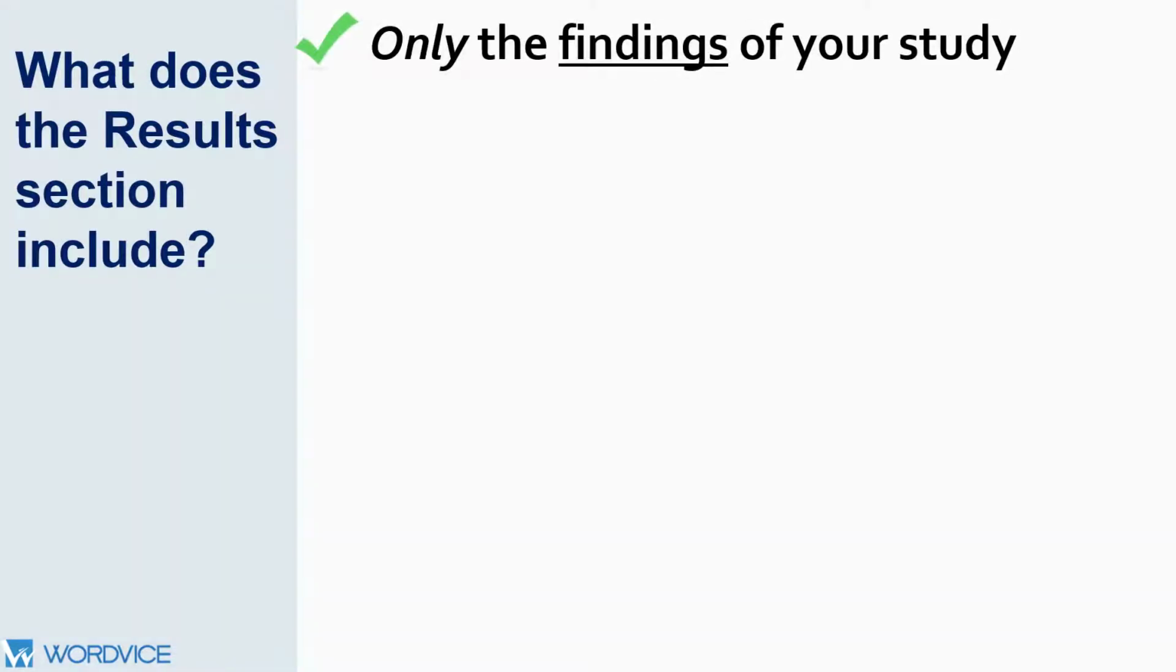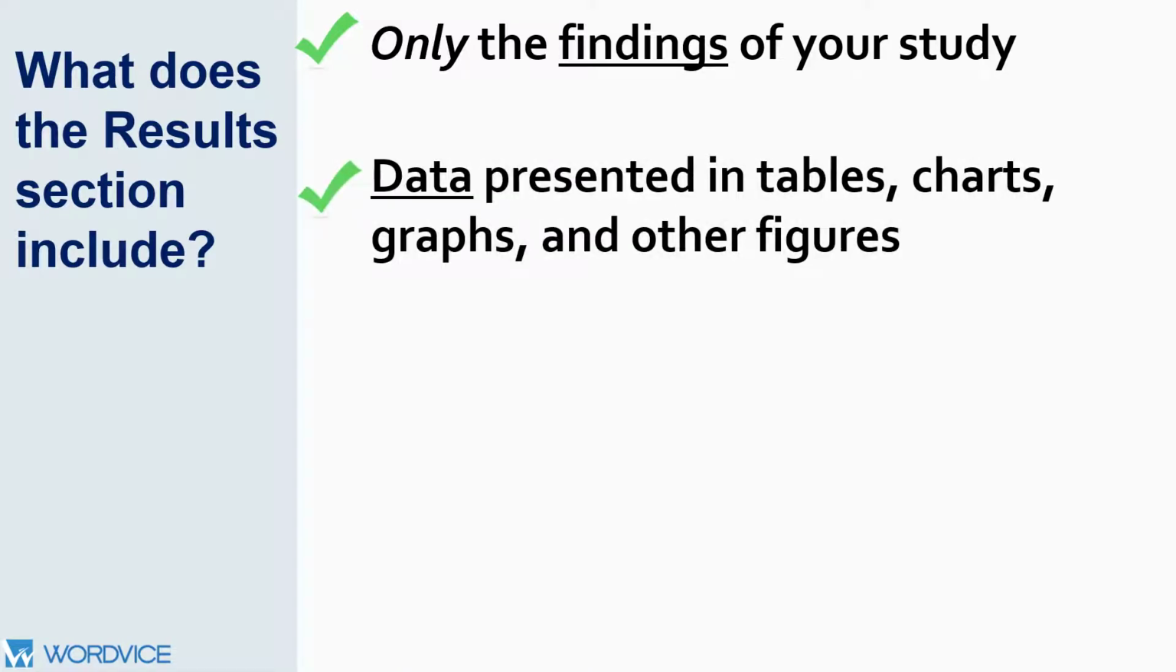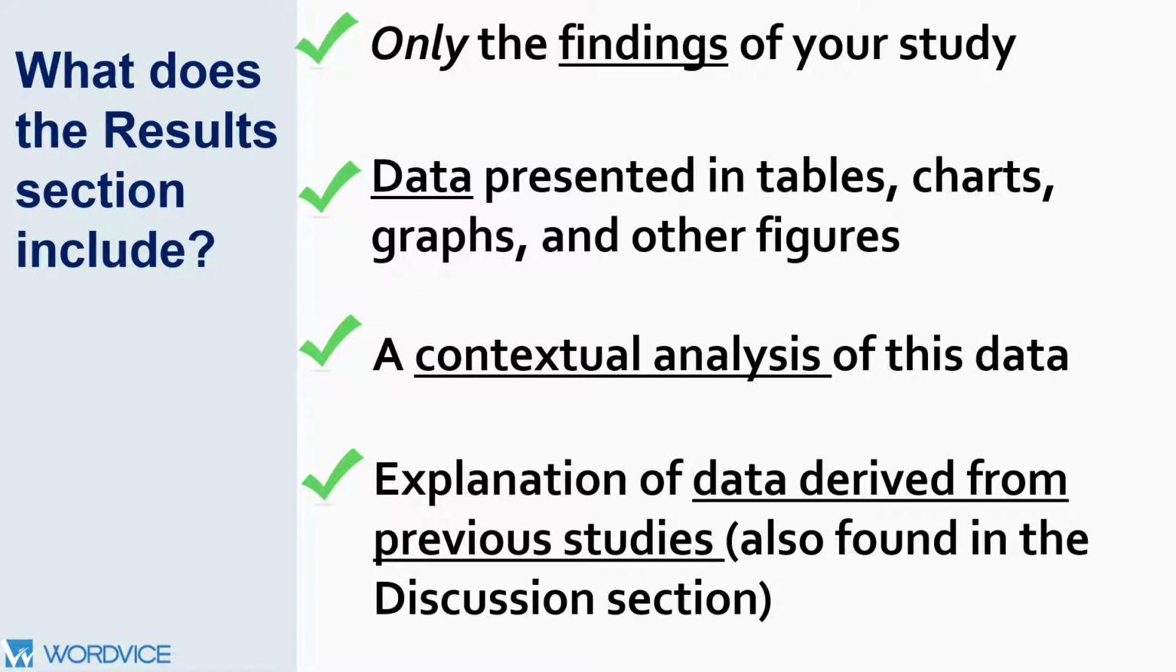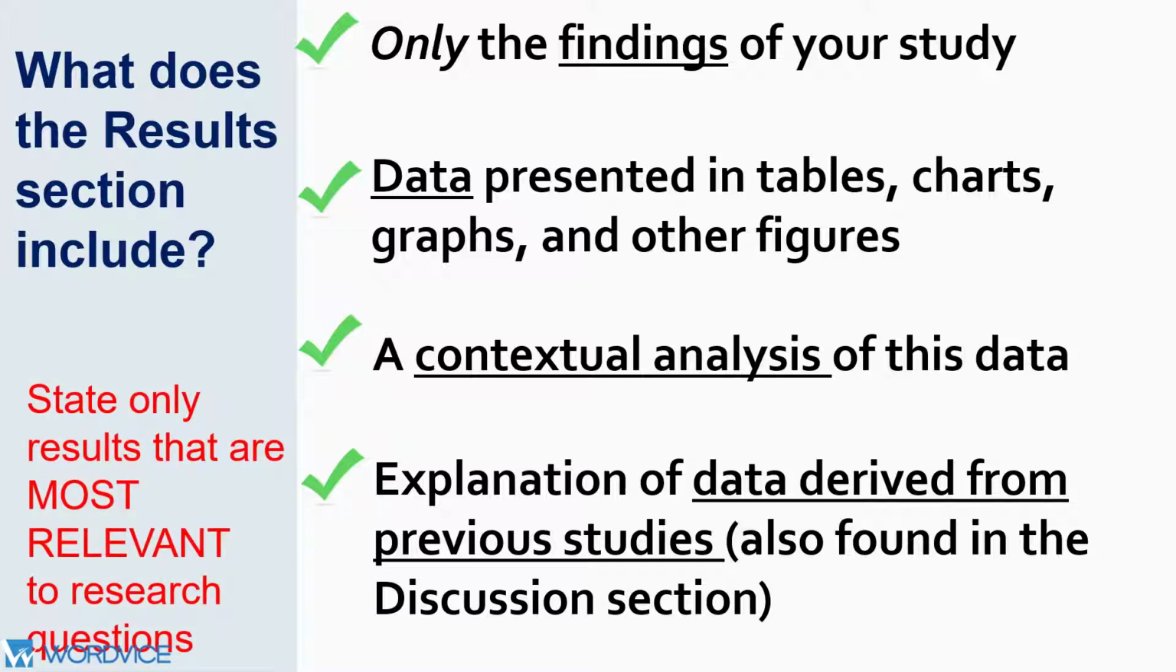The results section should include the findings of your study and only the findings. The findings include data presented in tables, charts, graphs, and other figures, contextual analysis of this data explaining its meaning in sentence form, and an explanation of data derived from previous studies. If the scope of the study is very broad or full of variables, or if the methodology used yields a wide range of different results, the author should state only those results that are most relevant to the research question stated in the introduction section.